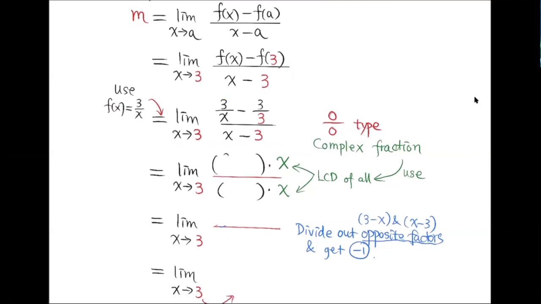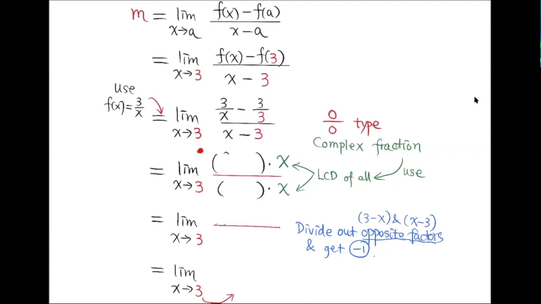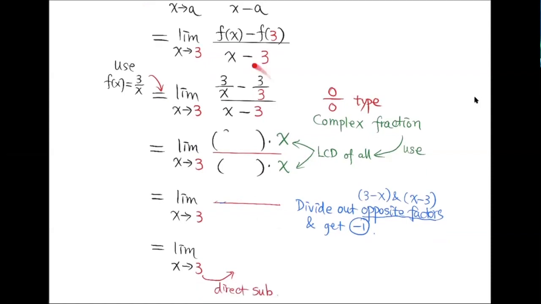Now notice that if we substitute 3 into x here, you're going to get 0 over 0 type, which is an indeterminate form. And notice that this is a complex fraction. So remember we talked about when we take the limit of a complex fraction like this, of this indeterminate form, we can multiply the LCD of all of them over here, so then we can get rid of the denominator over here. Okay. Now first we simplify. This is 3 over x minus 3 over 3 is just 1. Down here is x minus 3.